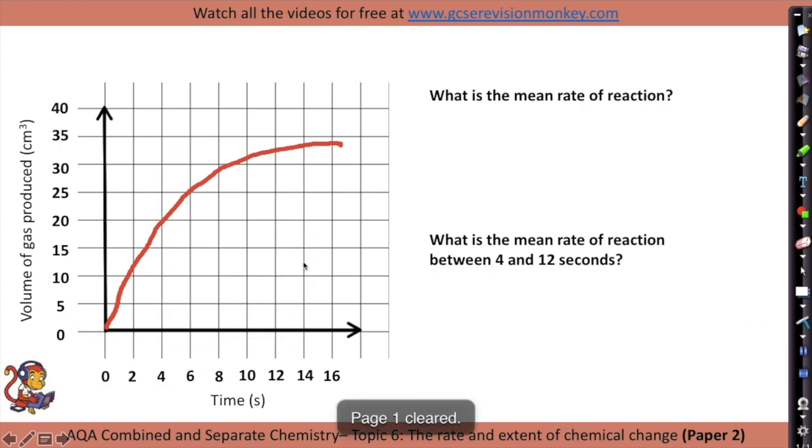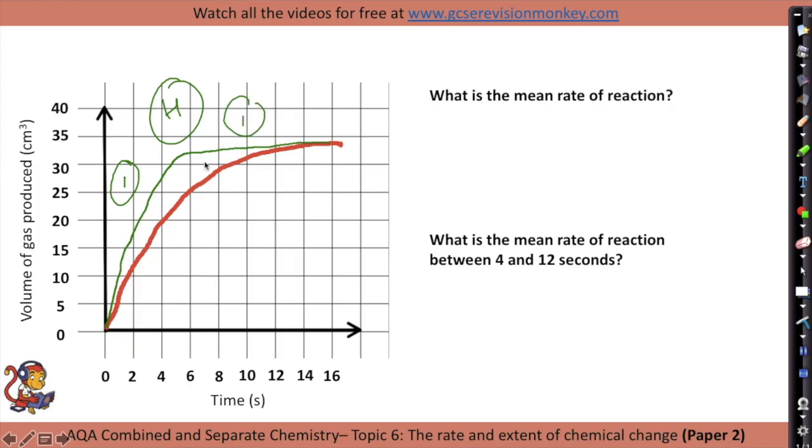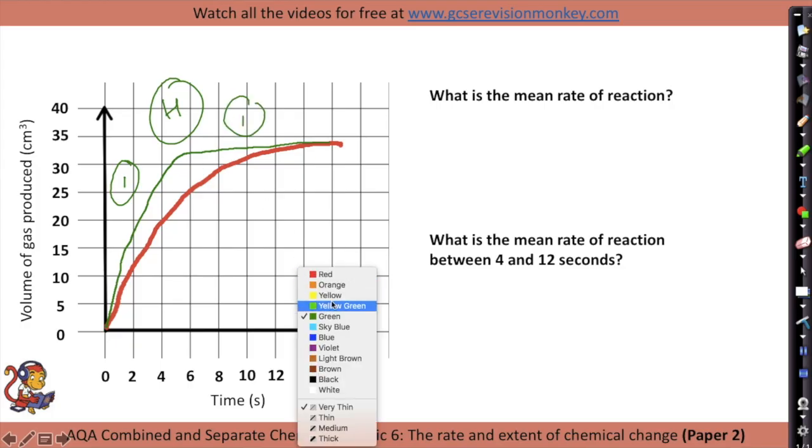The other thing you might have to do with graphs like this is draw lines on the graph to show a higher or lower rate of reaction. So for a higher rate of reaction, that would be one where you had a steeper gradient because more gas is being produced more quickly, and then it must finish at the same point as the first graph because you're not producing any more gas, you're just producing it quickly. So you'll get 2 marks, 1 mark for drawing it the right side of the line and 1 mark for making sure it levels out at the same place.